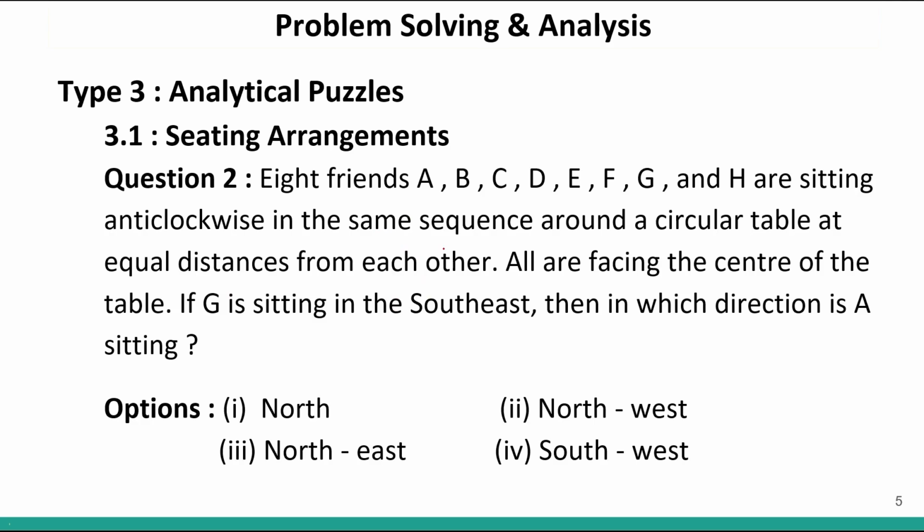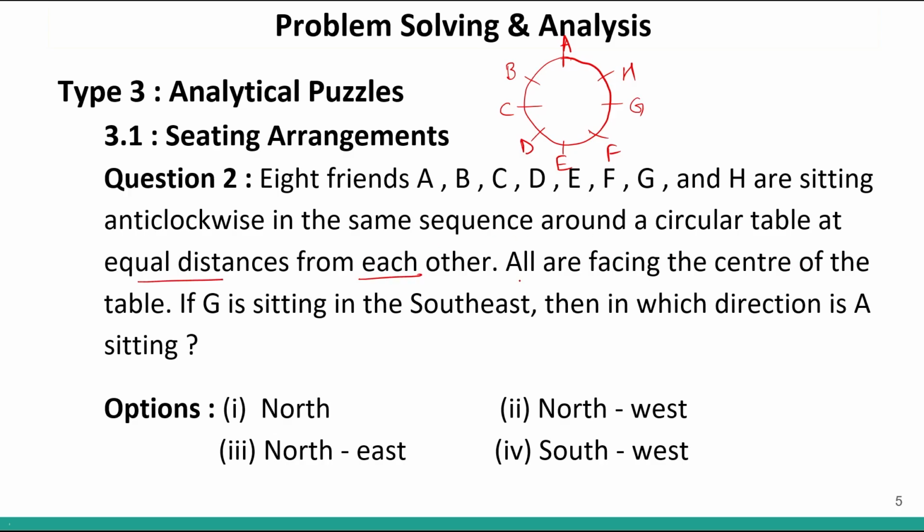Now, another question. This time, 8 friends are sitting anti-clockwise in the same sequence around a circular table. So, anti-clockwise is which direction? I've already discussed this in following directions. Anti-clockwise means this direction, the opposite hand of how a clock moves. So, 8 friends, 1, 2, 3, 4, 5, 6, 7, 8. They are sitting at anti-clockwise direction. So, if A is sitting here, B will be here, here, here, here, here, here, and here. Anti-clockwise. Equal distance from each other. This is given in the question.